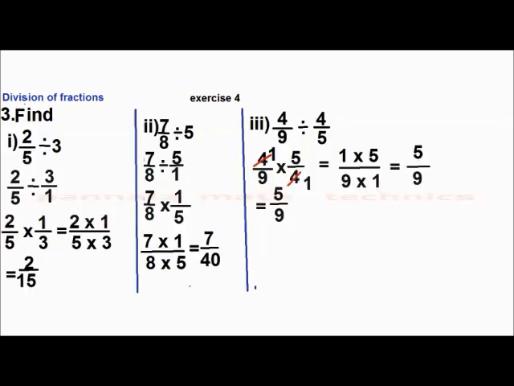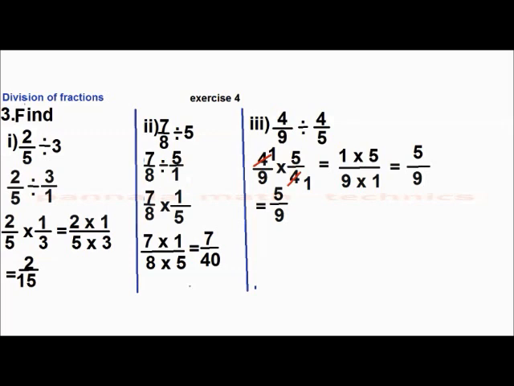2/5 divided by 3. Now 3 is an integer, so we have to make it a fraction. To make it a fraction, just divide by 1, and this value also won't change. That is 2/5 divided by 3/1.